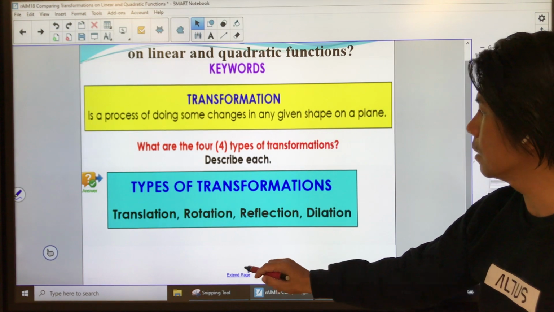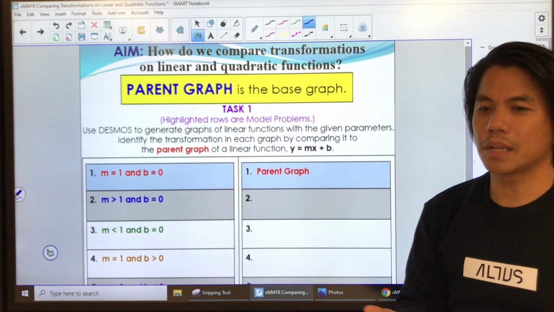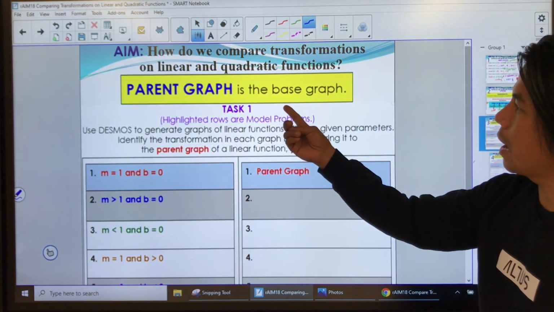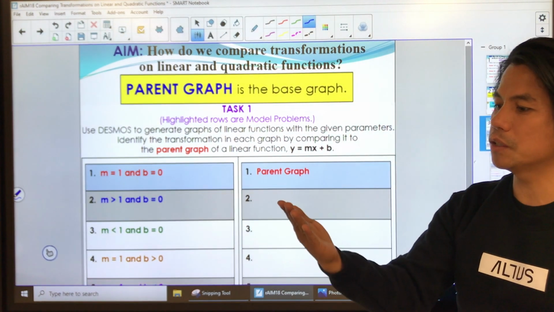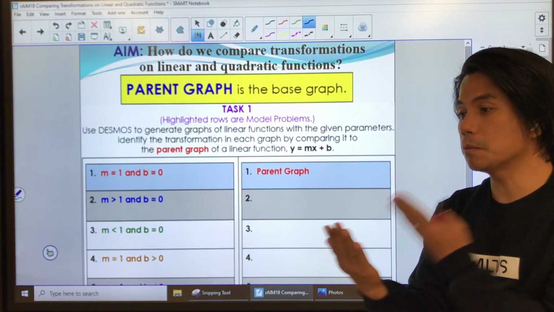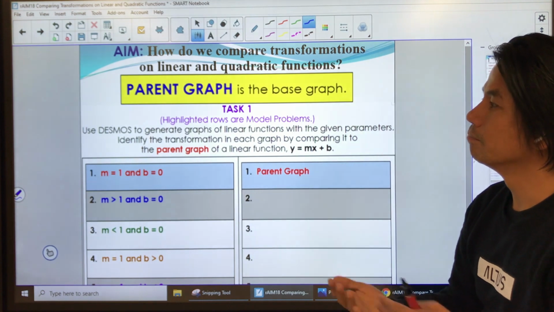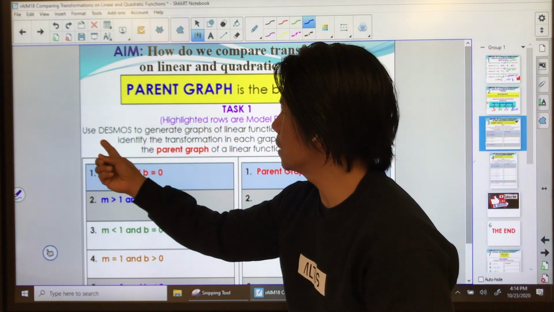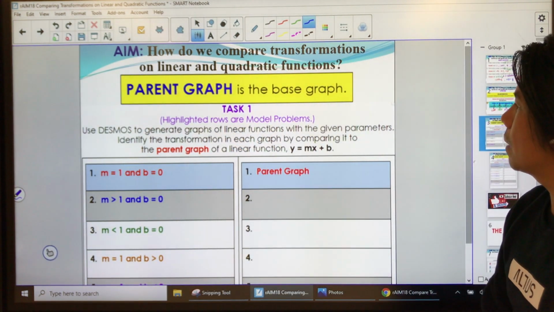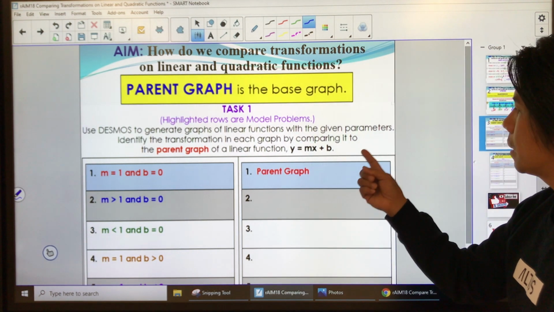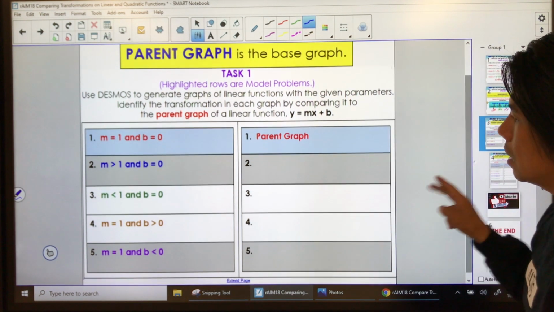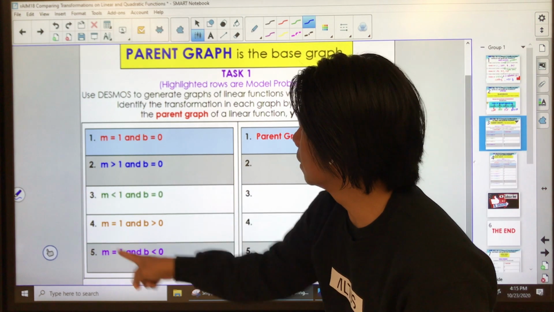So we have four. The second keyword is parent graph, which is the base graph, meaning that it is your basis, that's your point of comparison. Okay? Now, task 1 says, use DESMOS to generate graphs of linear functions with the given parameters. These are the parameters.